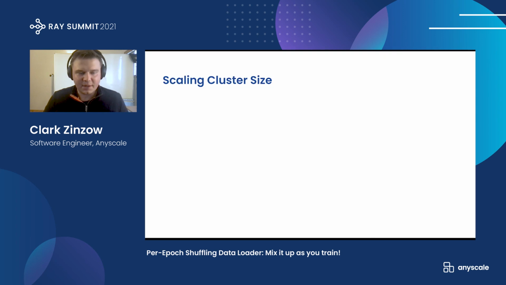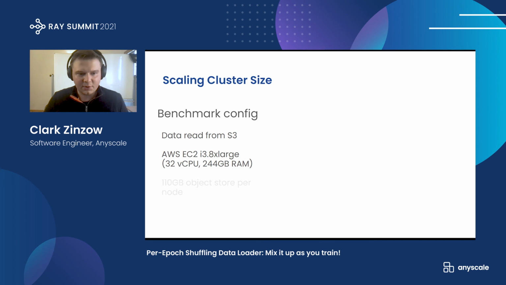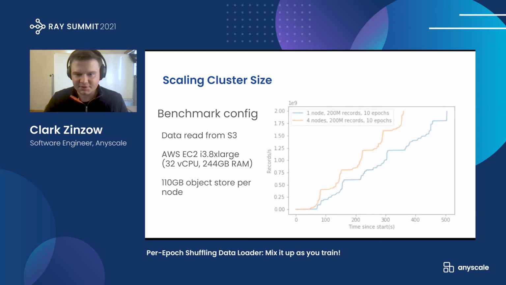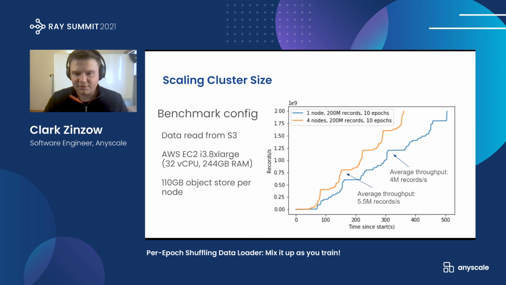Brief discussion of some benchmarks. When scaling the cluster, for example, the benchmark config, we're reading this data from S3. Those are the EC2 node types, and then we have 110 gigabytes of object store per node. And as you can see here, when scaling from one node, which is at 4 million records per second throughput, to 4 nodes, we achieve 5.5 million records per second throughput. And this is not adhering to linear scaling because there's some added overhead when going from one node to 4 nodes. That's something that you're always going to hit.